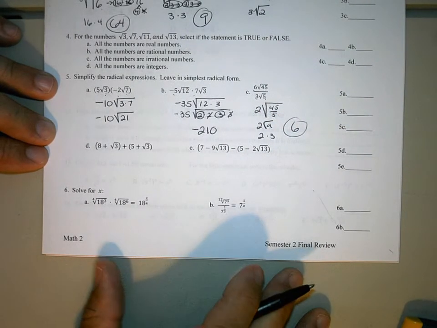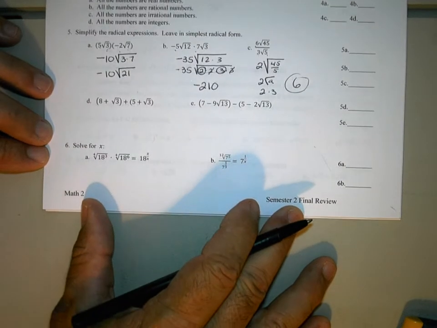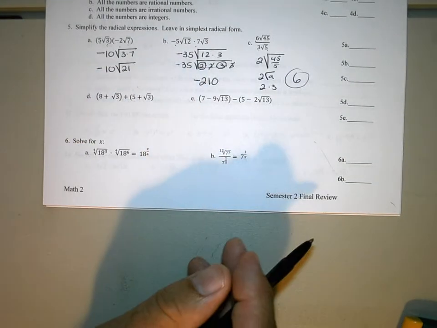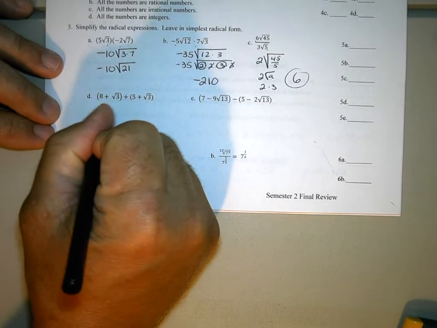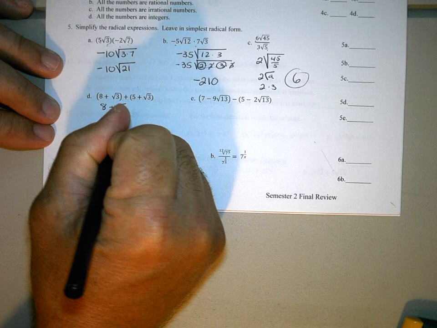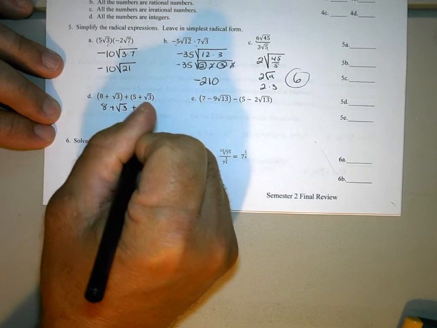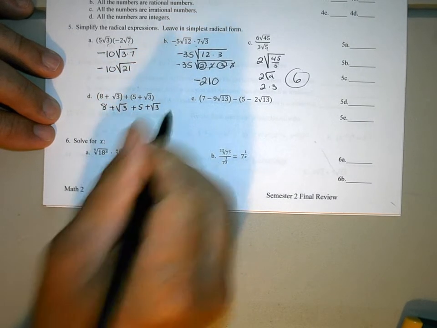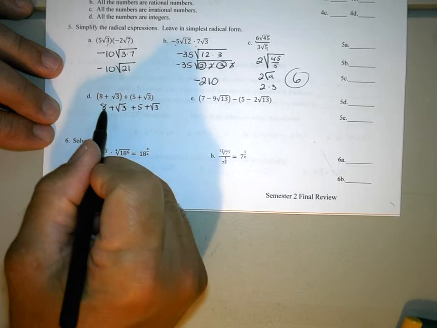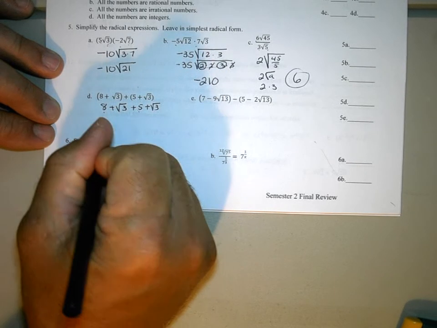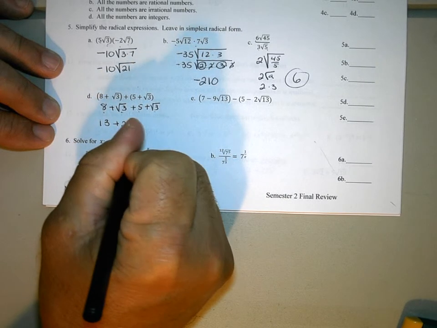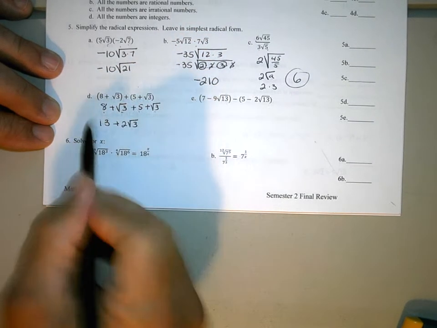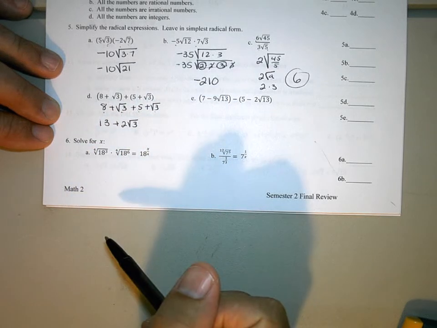Okay. All right, now we are adding. So since we're adding, we can just basically ignore the parentheses. 8 plus 5 is 13. Square root 3 plus square root 3 is 2 root 3. We cannot add these together because they're not like terms.